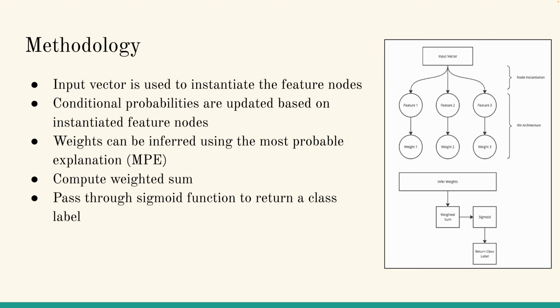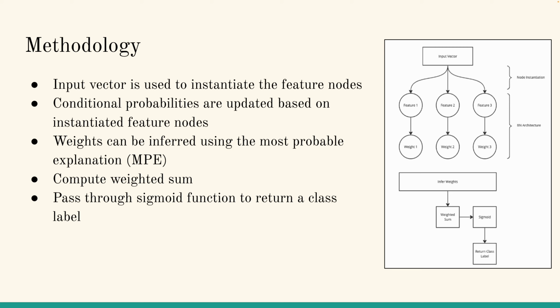So to start, we take a new input vector, and this might be on some unseen data after training. And these input vectors are used to instantiate the feature nodes. Given these new feature node instantiations, we can update the conditional probability tables of the weight nodes now that we have more information.